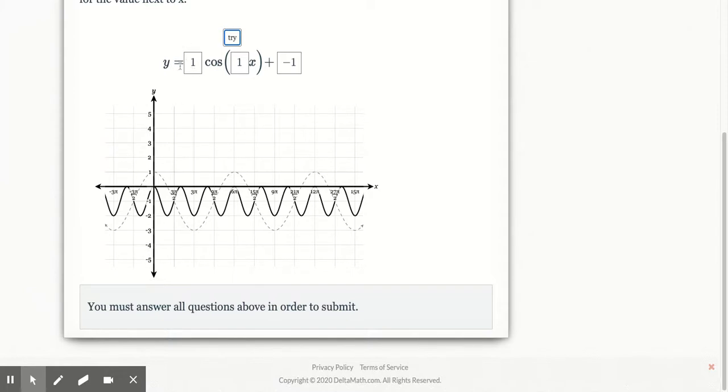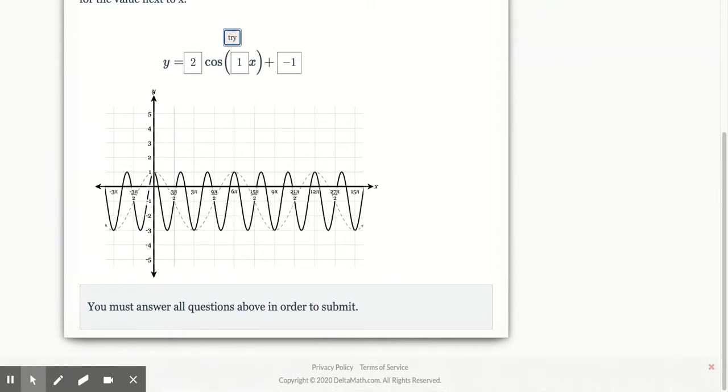Next thing I go for is the amplitude, which is that leading coefficient. So from -1, my graph goes up 2 units and down 2 units. It goes up from -1 to +1 and -1 to -3. So if I change that 1 to a 2, I'll hit try again. Look at that. You can see it expand. So I have all the y values accounted for.